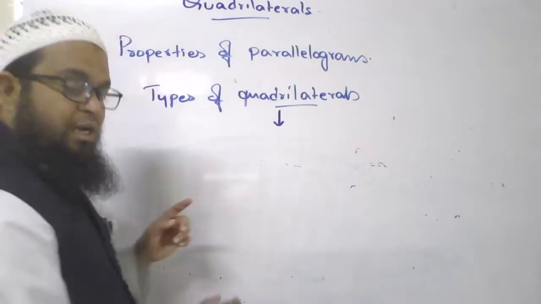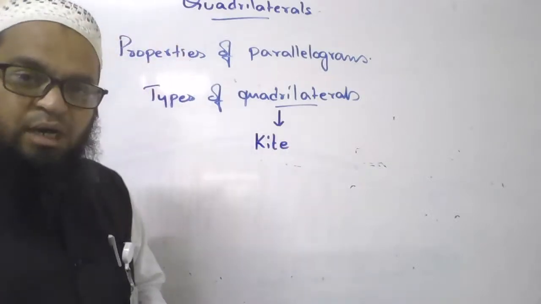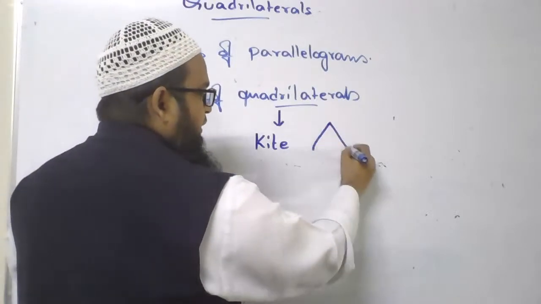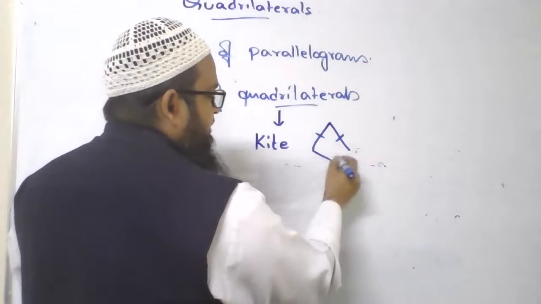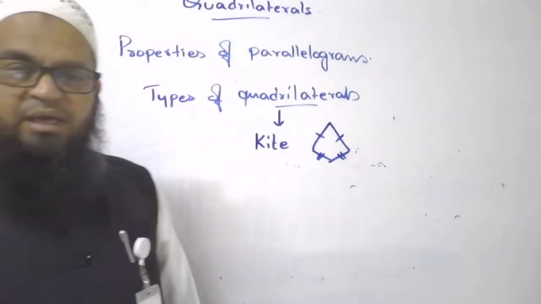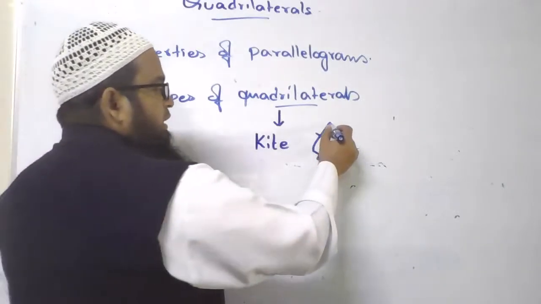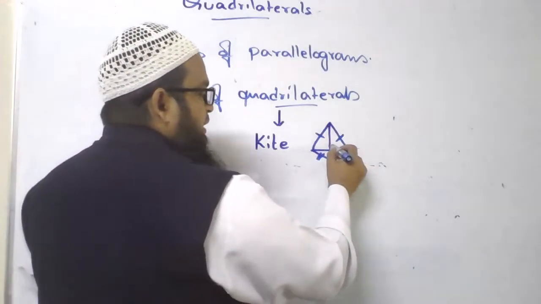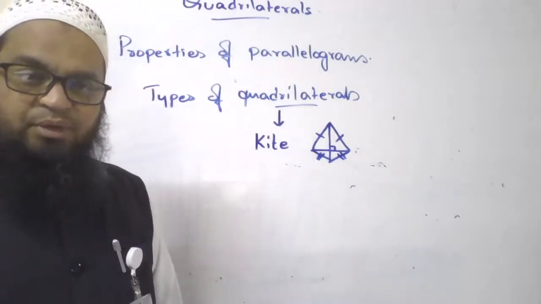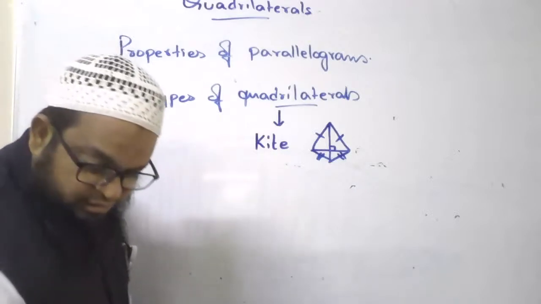The first one is kite. So what do you say about kite? The kite is a quadrilateral with adjacent sides being equal. Adjacent sides being equal. And now the diagonals bisect perpendicularly. So these are the special features of kite, right? So what is the next one after that?